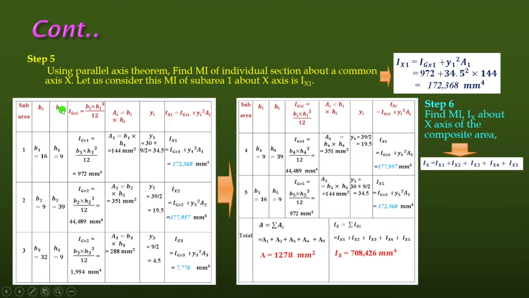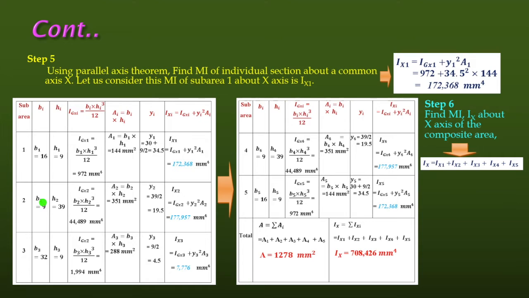B I B B I H I I X I G X I means what? For I equals 1, it is this. For I equals 2, this is the section. For I equals 2, the B2. B2 indicates what? Parallel to x-axis.